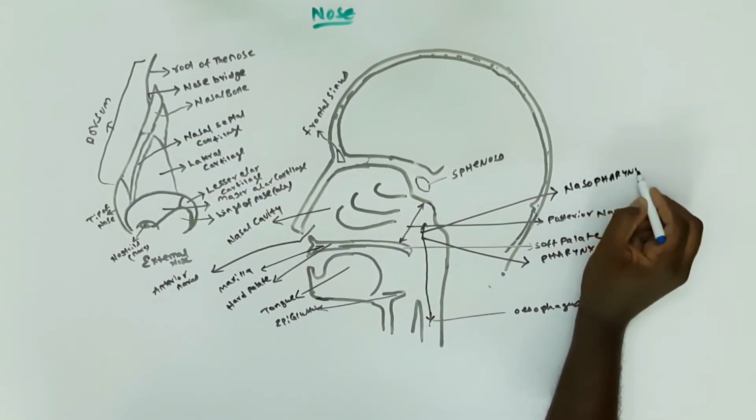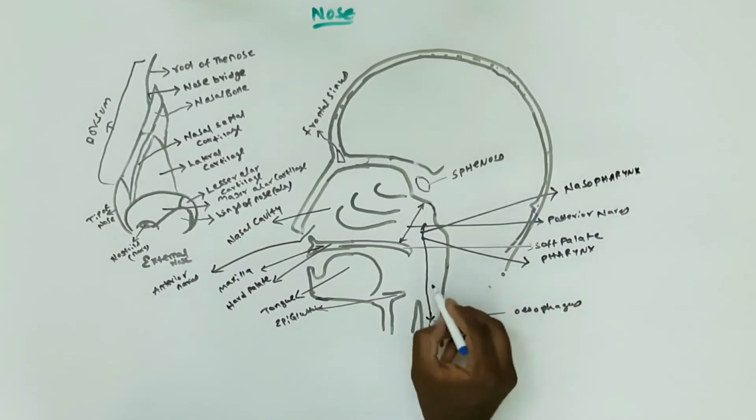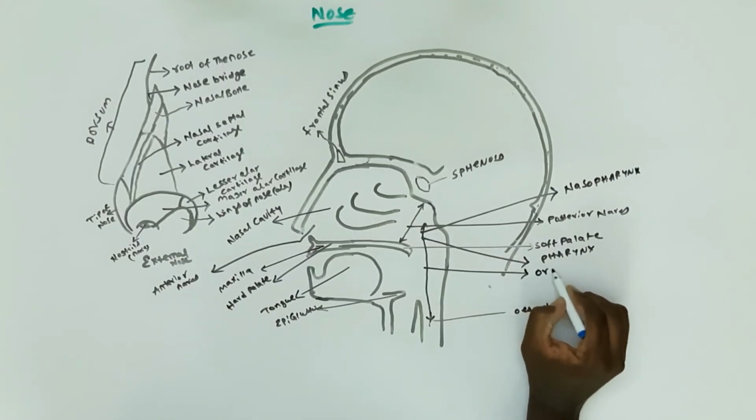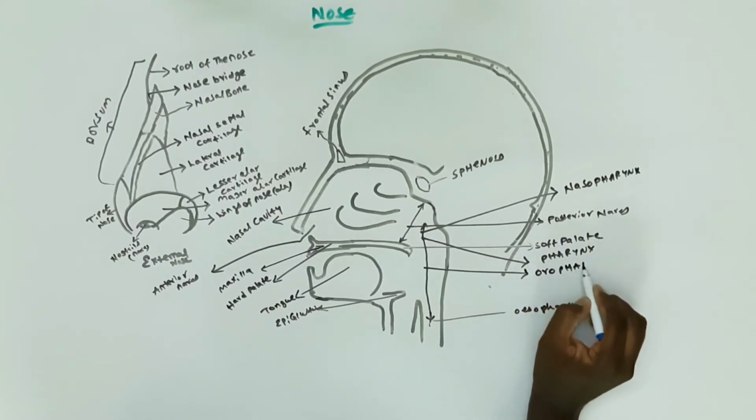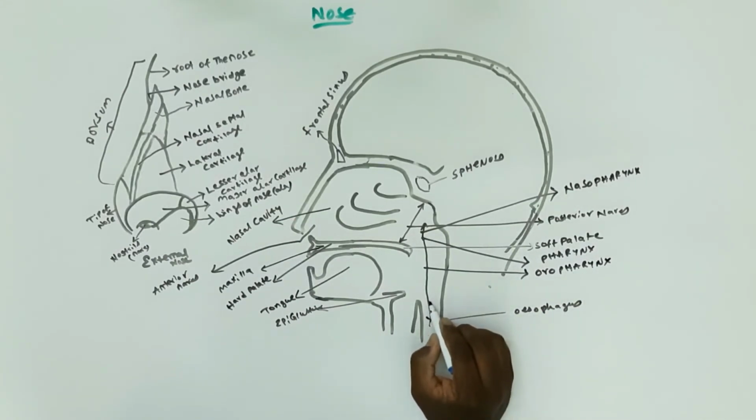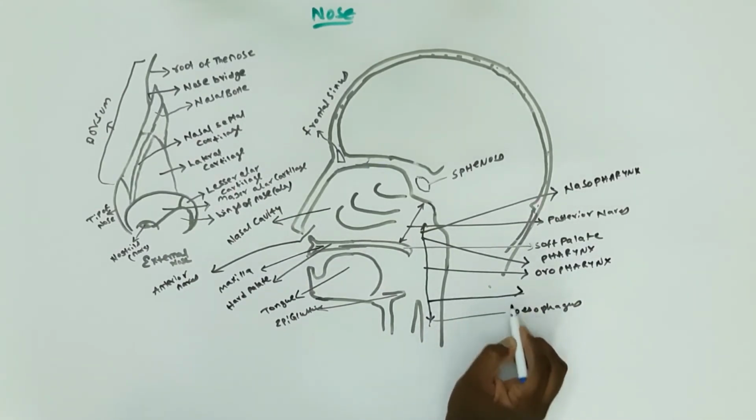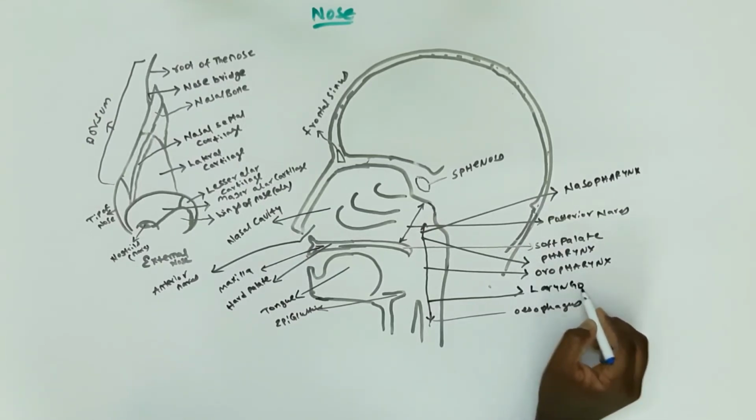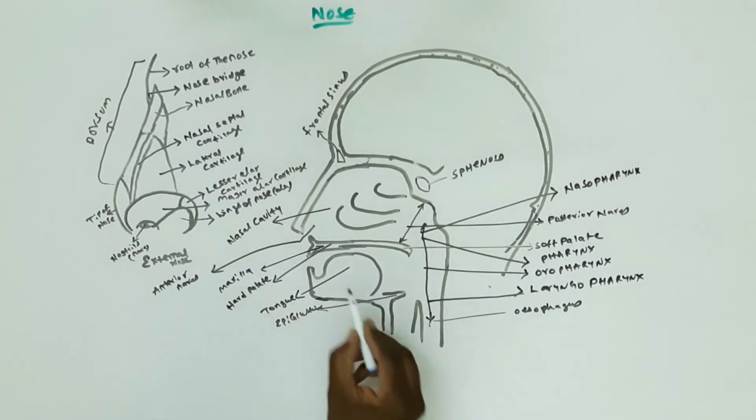So when it comes to the backside of the oral cavity, it is called the oropharynx. So this is the second part of the pharynx, that is called the oropharynx. After this, it is called the laryngopharynx. So now we are seeing in our diagram this part, it is called the laryngopharynx. So this is the last part of our pharynx, that is the laryngopharynx.